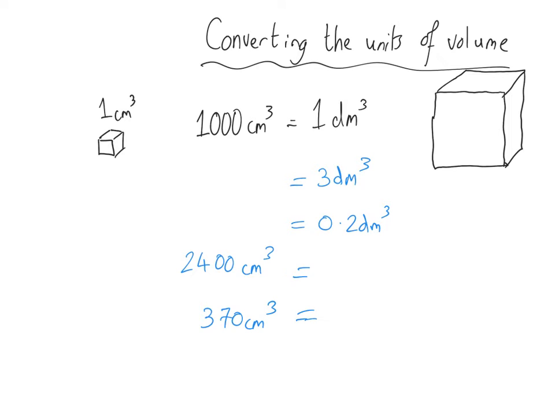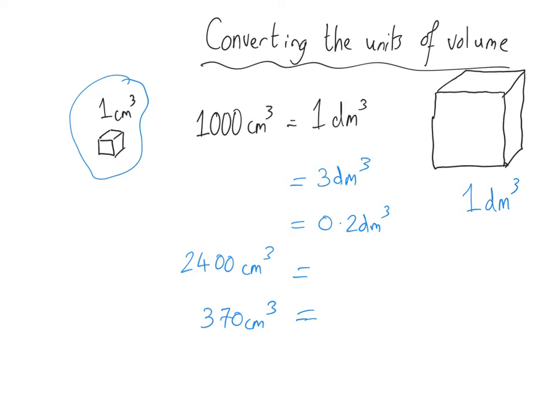Since we've got 2 different units for volume, we need to be able to convert them from one to another. On the left-hand side, I've drawn a small cube, 1 centimeter cubed in size, and on the right-hand side, a cube that is 1 decimeter cubed in size. They're not quite to scale, but they're representative. Since 1,000 cubic centimetres is the same as 1 cubic decimeter, to convert between the two, we either multiply or divide by 1,000.